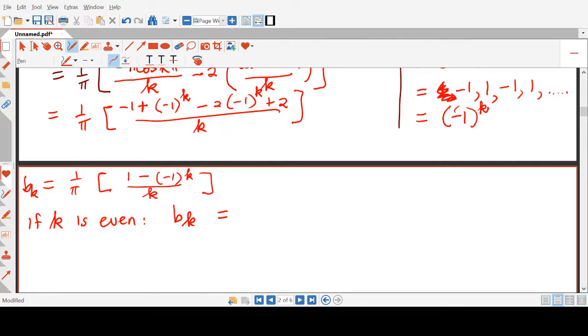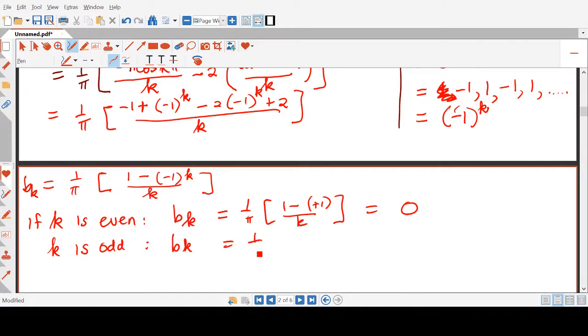bk is 0, right? So it becomes like 1 over pi into 1 minus plus 1 over k, and it's going to be 0. Likewise, consider if k is odd, you won't get the same thing happening, but you can simplify this. bk will be 1 over, I can put this as k pi now. Put the k in the front, take this k out here, 1 over k pi. And in the bracket we will have 1 plus 1, it'll be 2. Good. 1 plus 1, that'll become 2 over k pi.